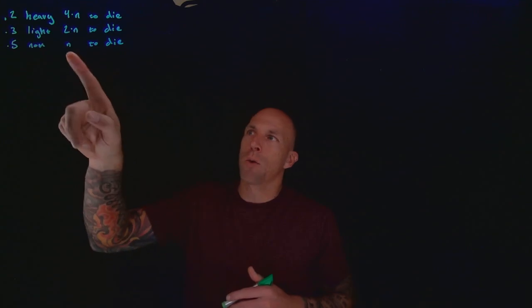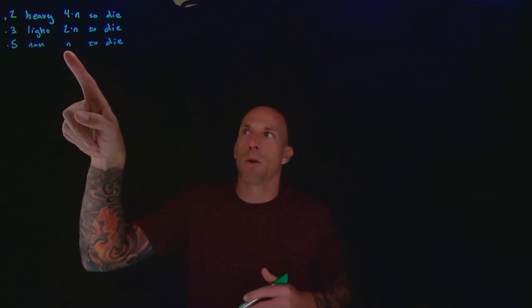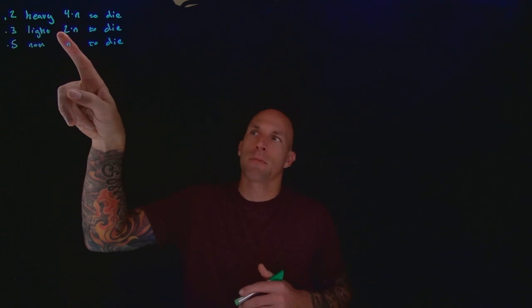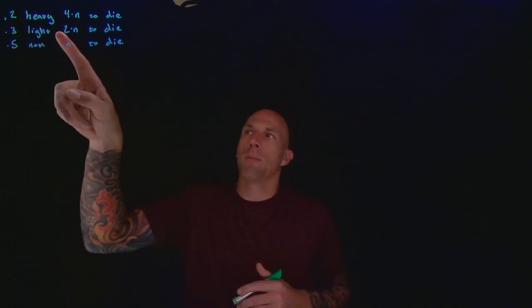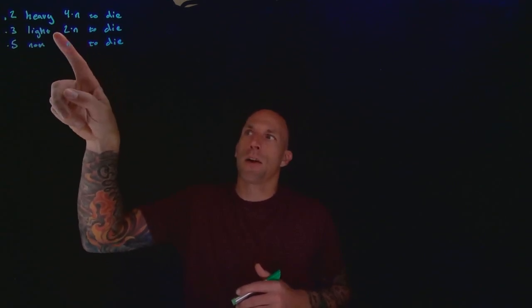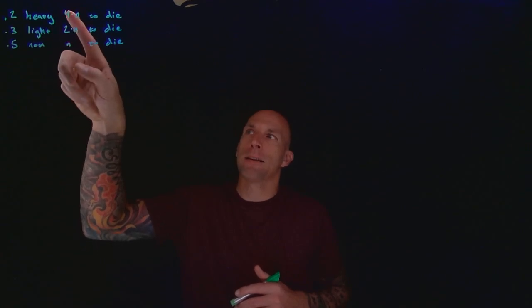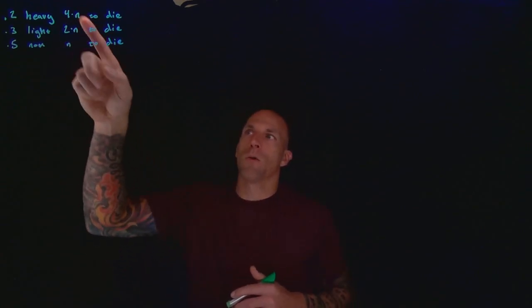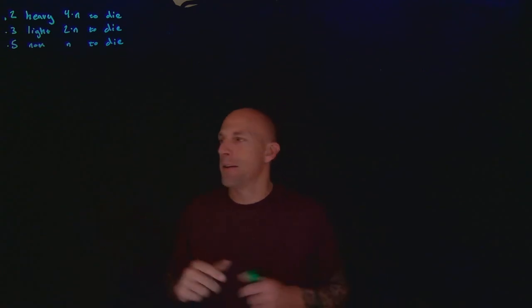So what I did is I wrote everything in terms of the non-smokers, made my light smokers twice as likely to die as the non-smokers, and then made sure my light smokers' death probability was half that of my heavy smokers. So it really just comes out to be 4n, 2n, and n.